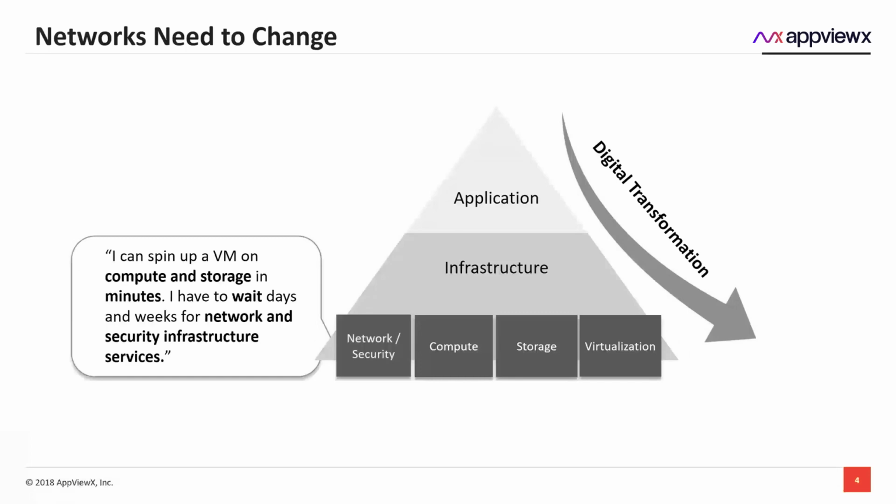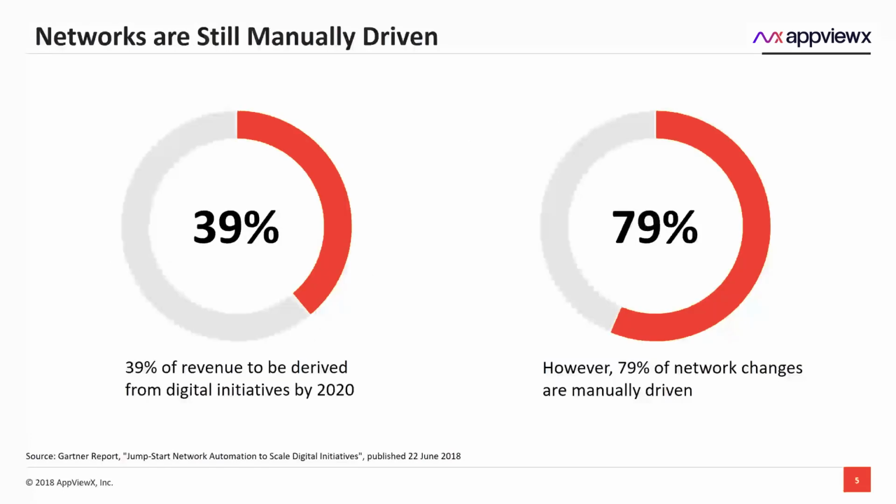So there is a huge focus on networks to be a lot more agile and to adapt to the changing trends in industry. So as per Gartner, 79%, more than a majority, are manually driven. And this is true, when we go talk to customers and prospective customers, this is where they start. Majority of the changes of the network are manual and are distributed or siloed, in other words.